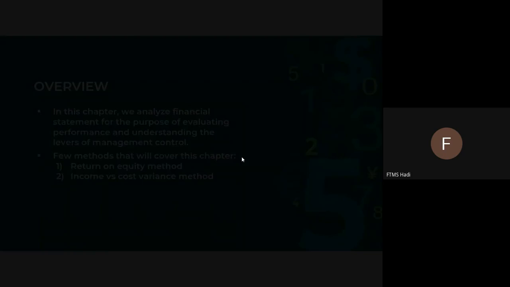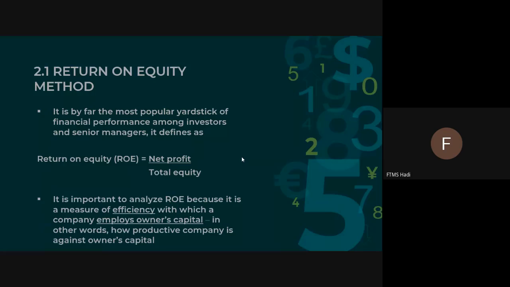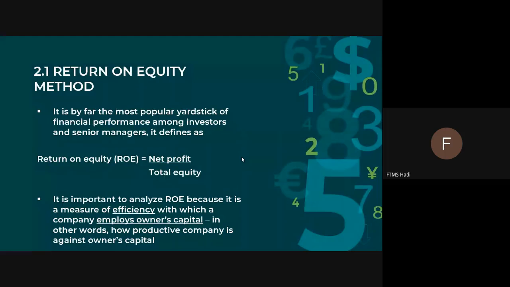Let's have a look at the first method. The first method we call the return on equity method, which we define as ROE. If you look at the words return on equity, there are two words associated here, which are return and equity. Return is usually associated with profits. So we want to see how many dollars of profit are available to distribute to the shareholders.